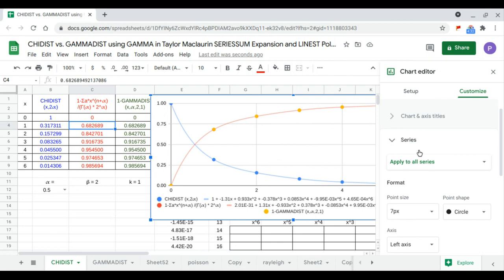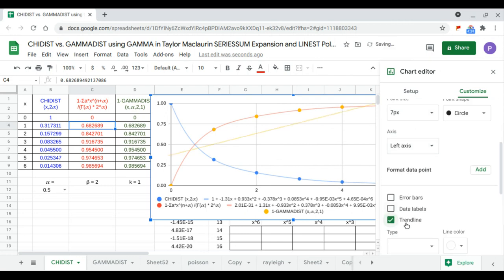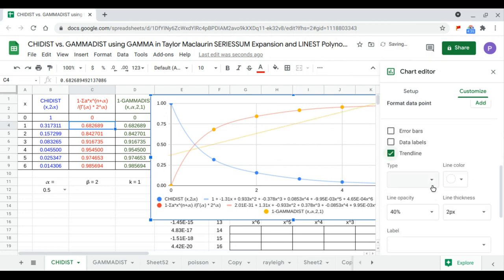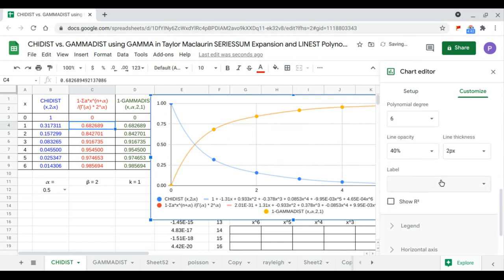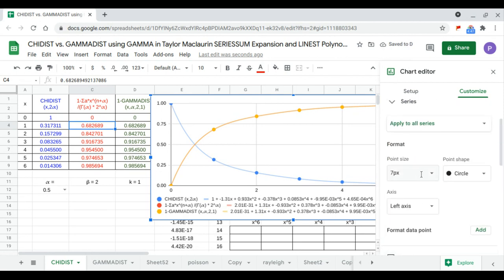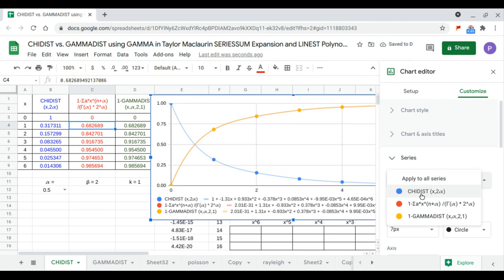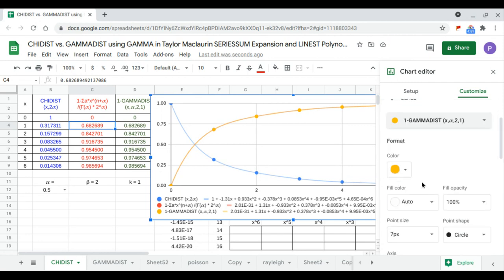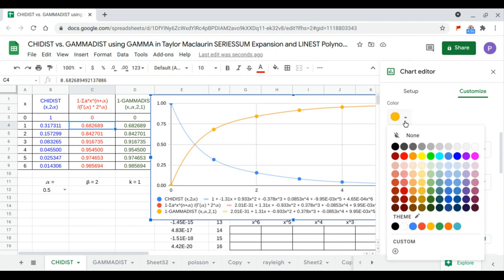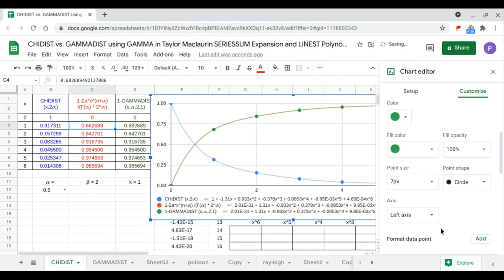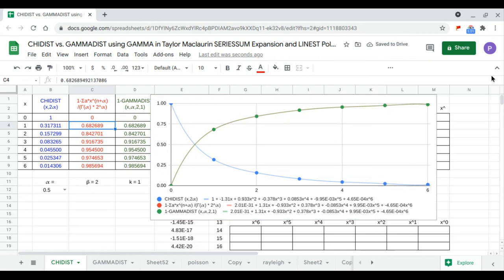Customize series, trend line, polynomial to the 6th degree, and the label, use the equation. And we change the color of yellow to green to match our data set. Change this to green, because we don't have yellow in the data set.